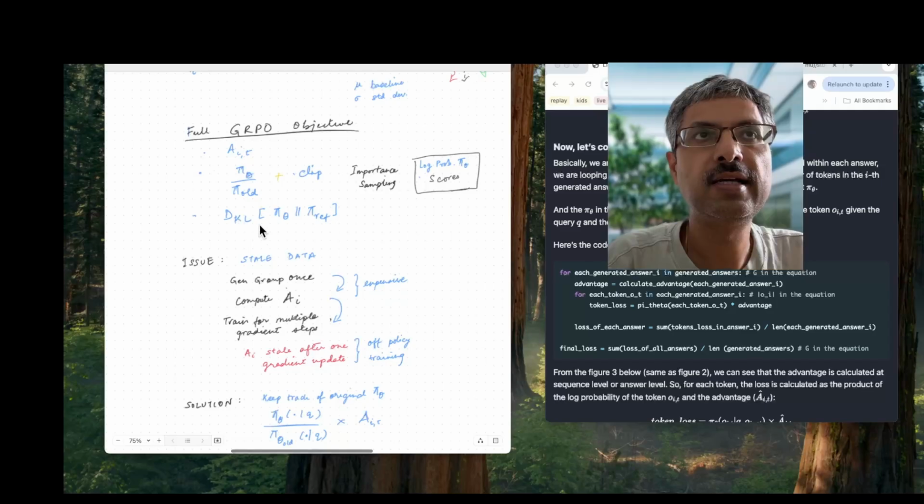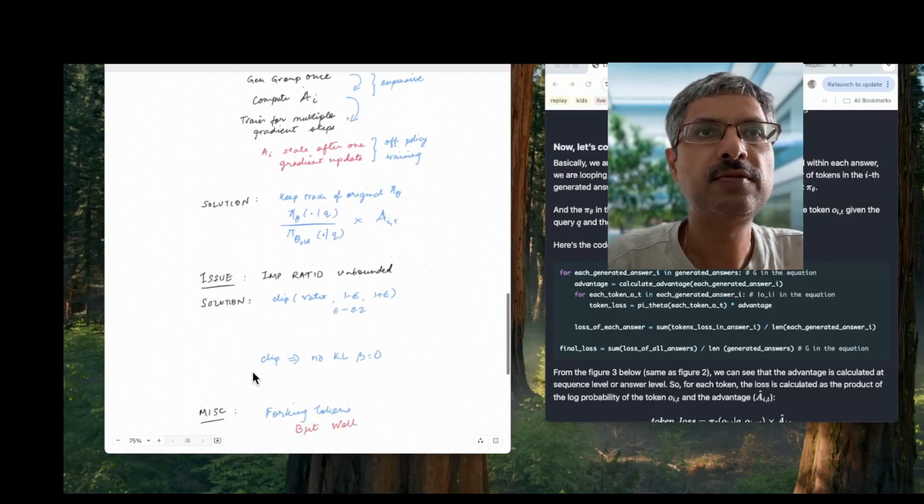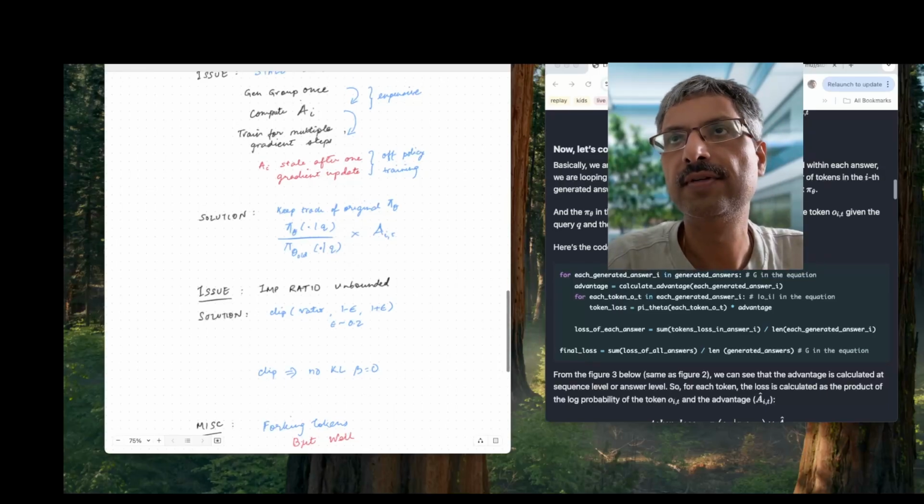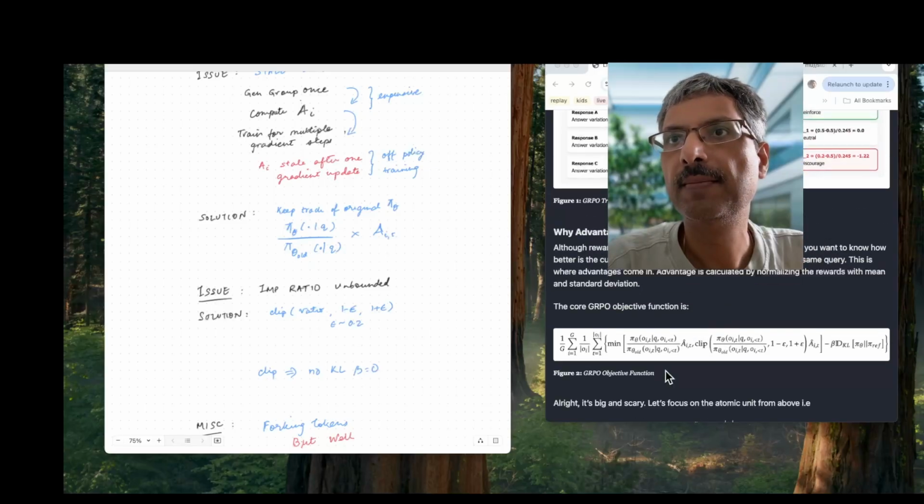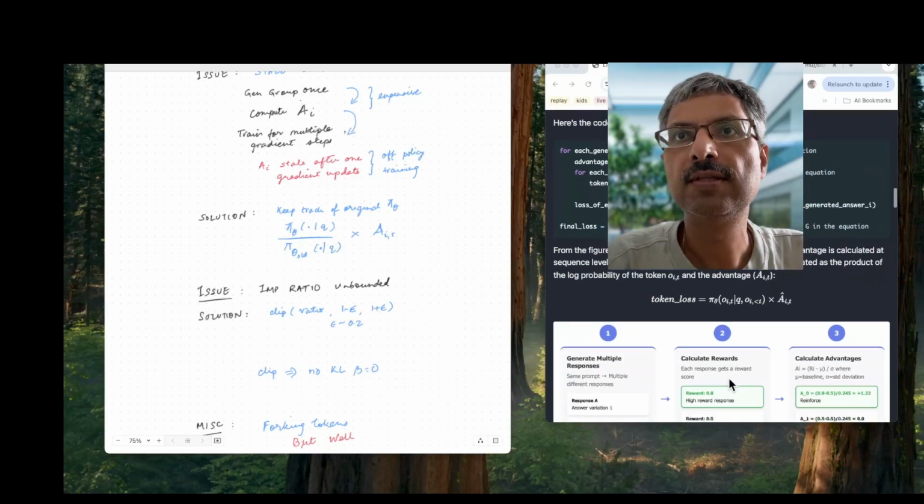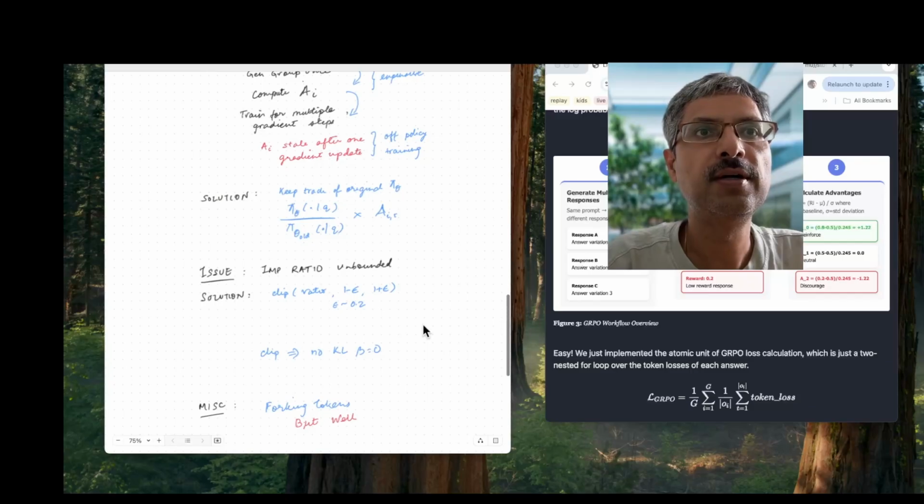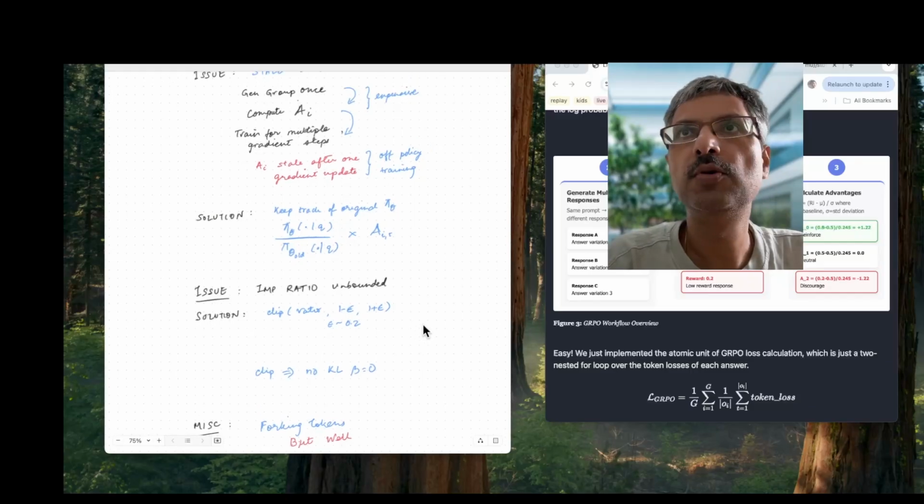The other part is KL divergence, which is yet another way to force the new model to be closer to the older one, to not make it diverge too much. But research has found that if we add this clip term, then we don't really need the KL divergence. So essentially, the minimum value of these two terms is what goes into the loss, and the KL divergence term doesn't matter. Okay, so those are the core components of the GRPO equation.